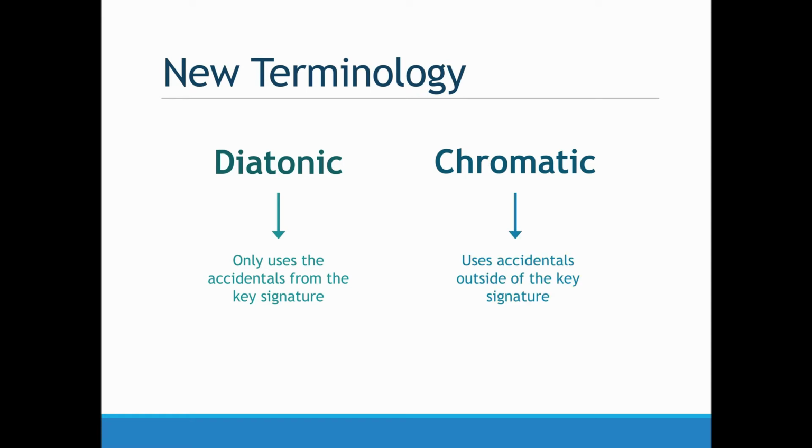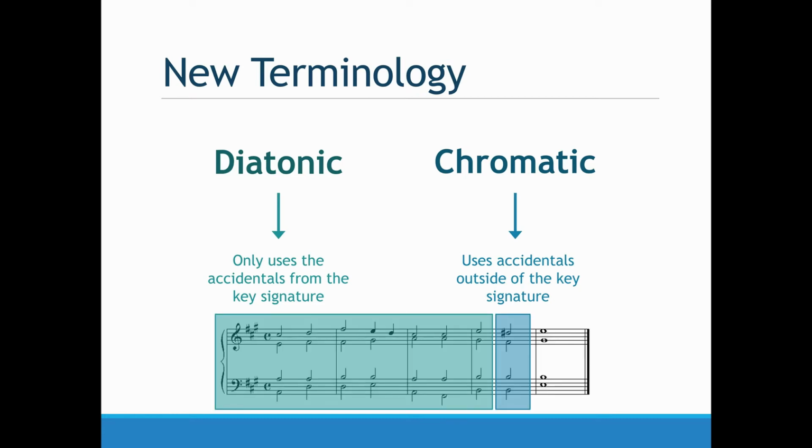When I use the term chromatic, what I mean is that the passage or the piece uses accidentals that are from outside of that key signature. So in the example that we see below, the first section I have boxed as your diatonic music because there are no extra accidentals. The blue box I have towards the ending is a chromatic passage because we have the addition of that D sharp. So this passage is mostly diatonic with a short chromatic section.